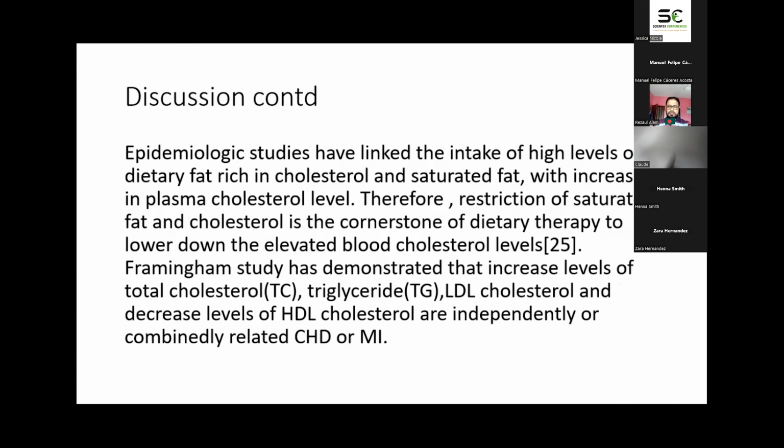Epidemiological studies have linked the intake of high levels of dietary fat rich in cholesterol and saturated fat with an increase in plasma cholesterol level. Therefore, restriction of saturated fat and cholesterol is the cornerstone of dietary therapy to lower elevated blood cholesterol levels. The Framingham study has demonstrated that increased levels of total cholesterol, triglyceride, and LDL cholesterol, and decreased levels of HDL cholesterol are independently or combinedly related to coronary artery disease and MI.